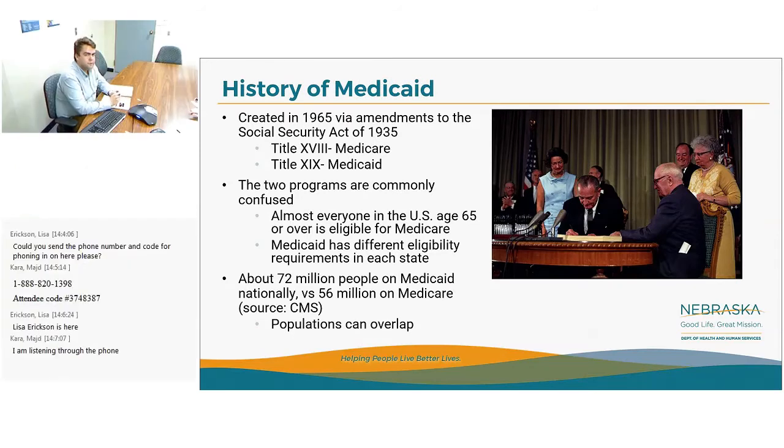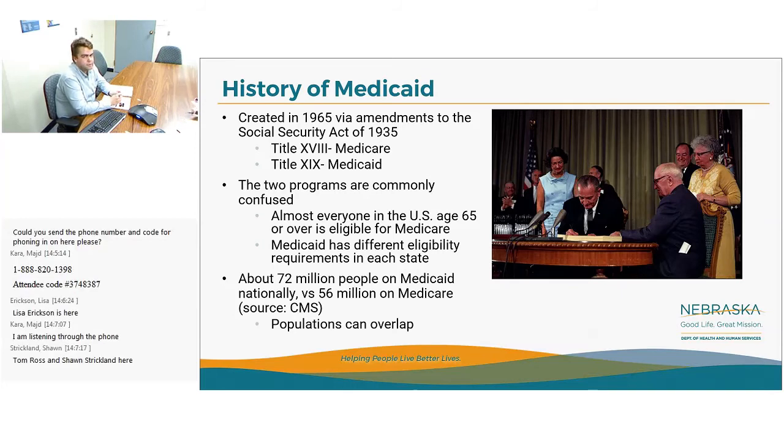So Medicaid was created in 1965 via amendments to the Social Security Act of 1935. It was created alongside Medicare, and those are the 2 titles of the Social Security Act. Title 18 is Medicare, and Title 19 is Medicaid. And these 2 programs are fairly commonly confused, one because their names are very similar, and 2 because they were created at the exact same time.